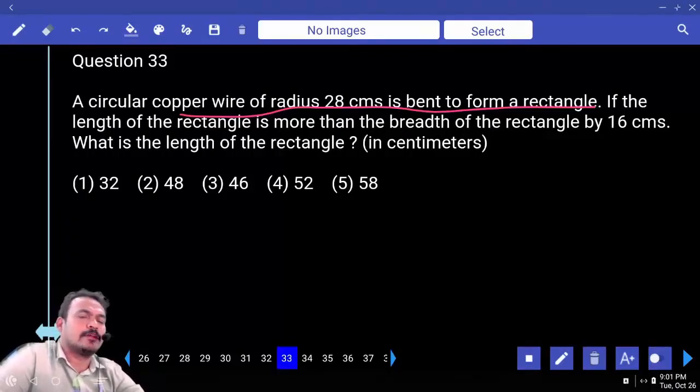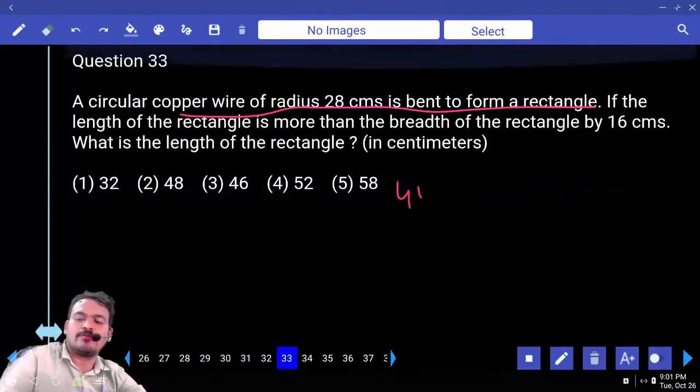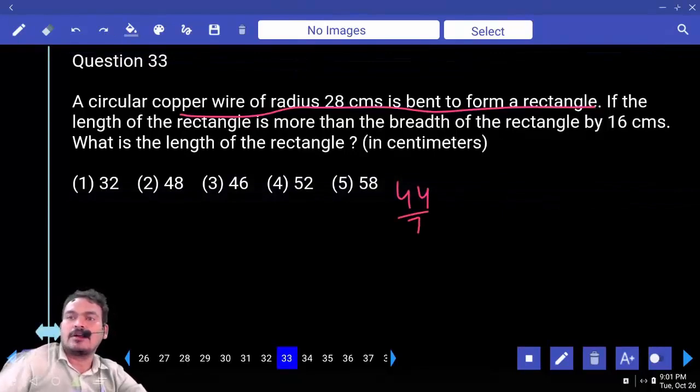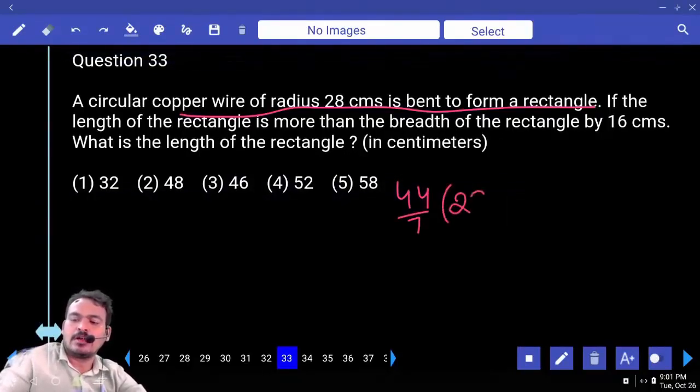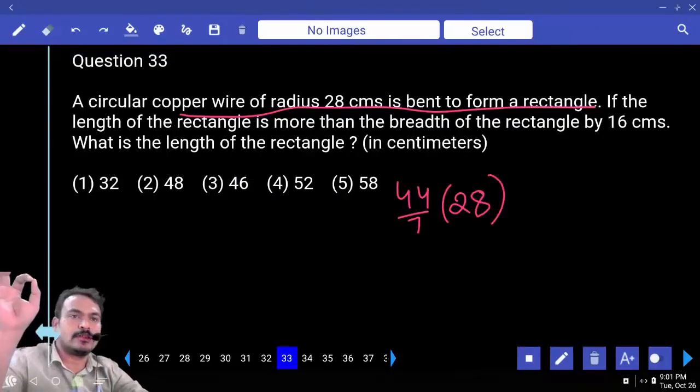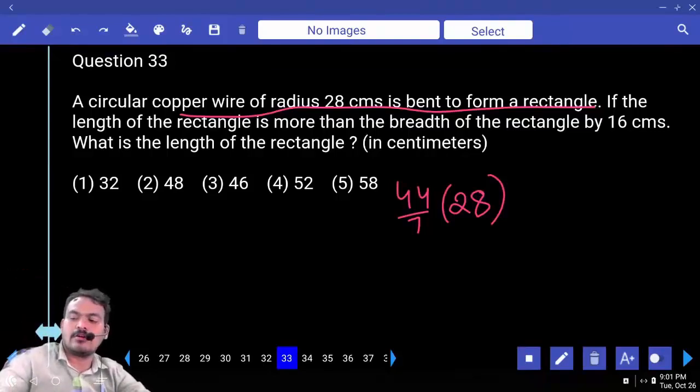What is the perimeter of a circle? 2 pi r. 2 pi r means we write 44 by 7, or not? 44 by 7 into r. What is the radius value here? 28. 44 by 7 into r. It is the perimeter of which one? Circle. It is equal to the perimeter of a rectangle, or not?